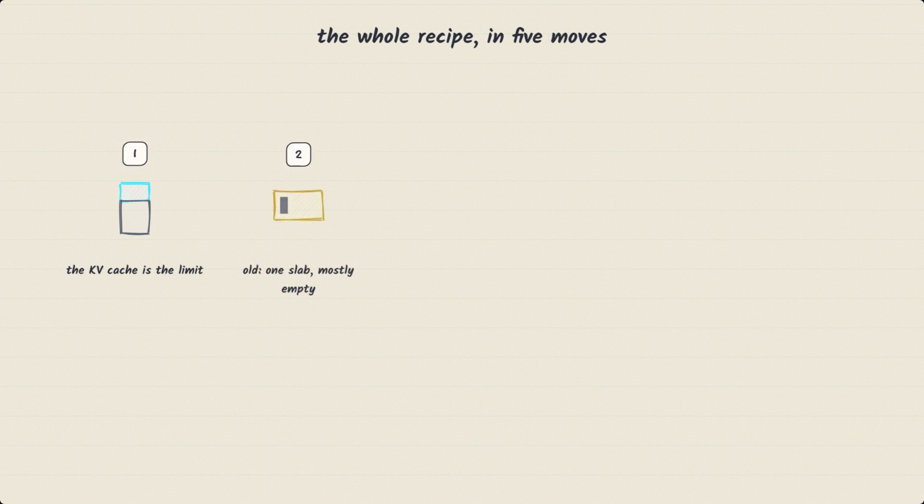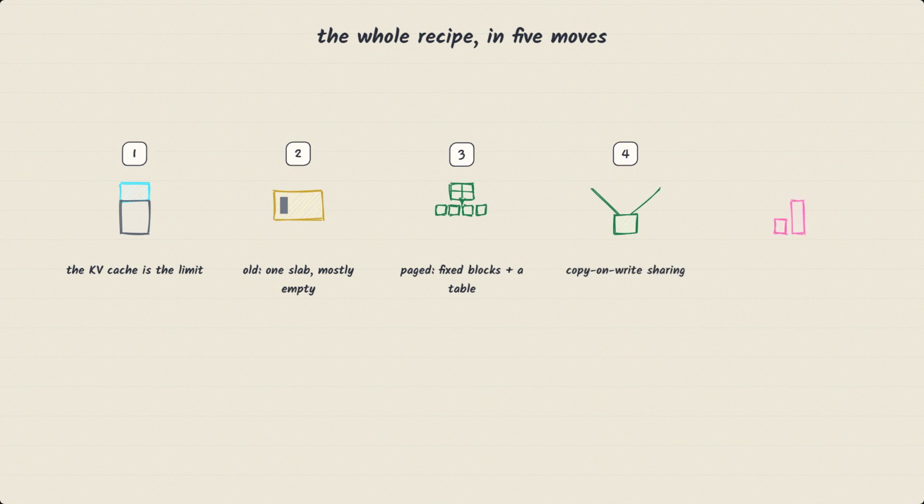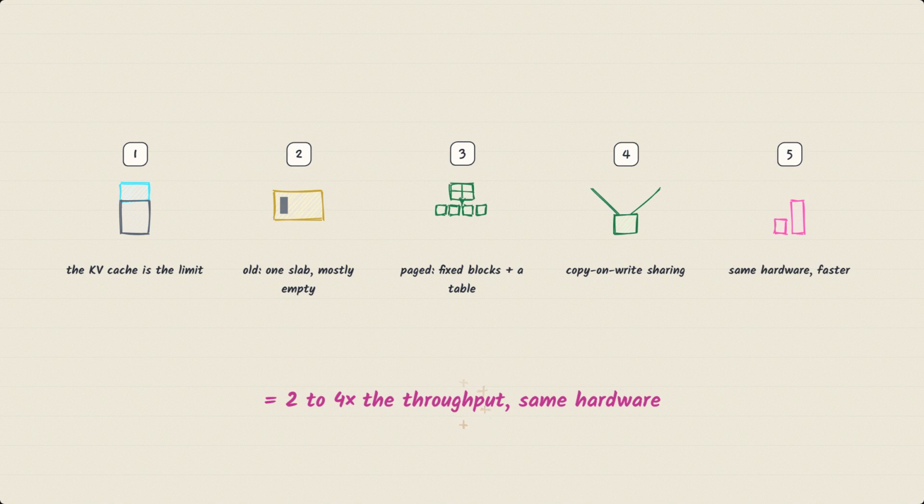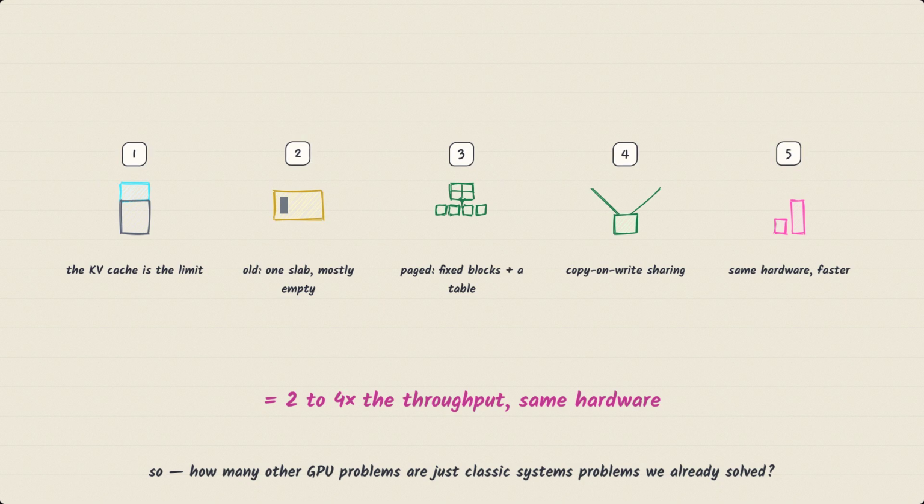So the whole idea: the KV cache, not compute, limits LLM serving. Old systems wasted memory on contiguous, max-length reservations. PagedAttention borrows OS paging, fixed blocks, a block table, allocate on demand, killing the waste, and letting sequences share blocks with copy on write. Same hardware, 2 to 4 times the throughput. Which leaves a fun question. How many other GPU problems are just classic systems problems we forgot we already solved?